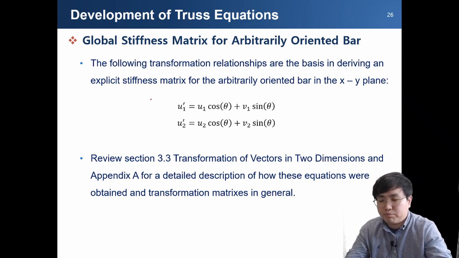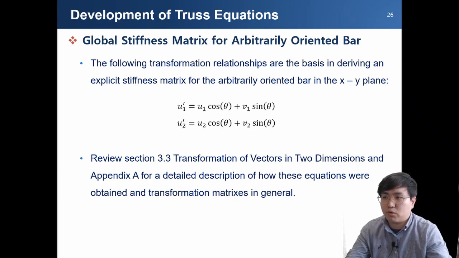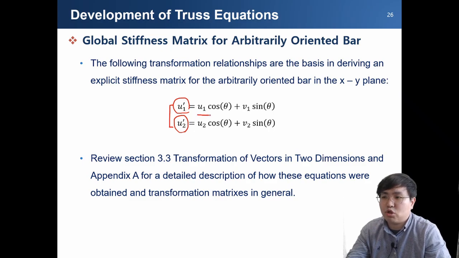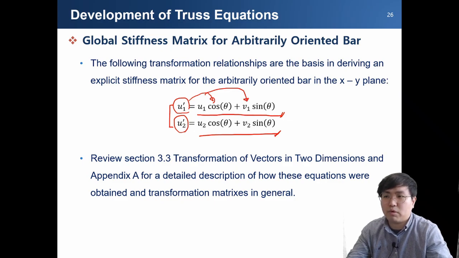Using the previous derivation of the relationship between the local and global coordinate systems, actually the transformation of the coordinate system, we obtain this kind of relationship. However, we have only axial displacement in our local coordinate system, so we are going to use only the displacement in the x-axis in the local coordinate system. This displacement can be changed like this. This x-axis displacement can be decomposed into the x-axis and y-axis in the global coordinate system.